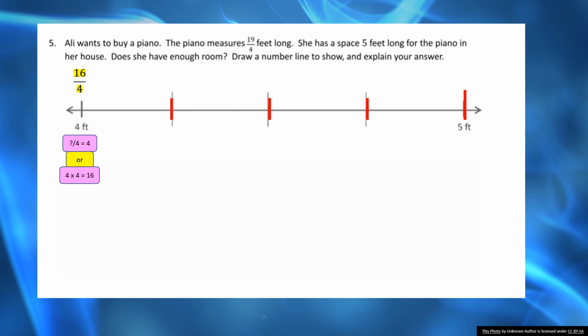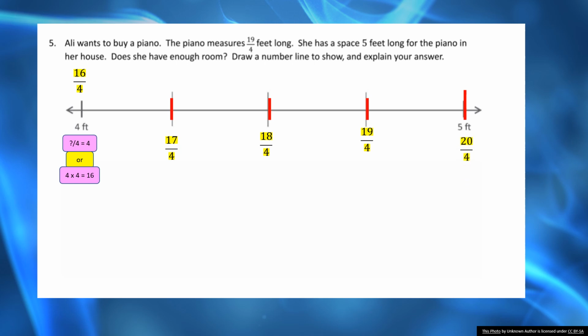Now remember, everything I have on my screen, you should have on your paper. So make sure that you're labeling everything and even writing out the little equations below 4 feet. Since I'm starting my number line with 16/4, and when we are counting on a number line we count in number order, after 16/4 my next fraction is going to be 17/4. After 17/4, 18/4. After 18/4, 19/4.